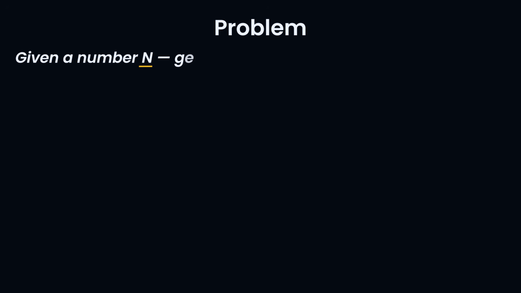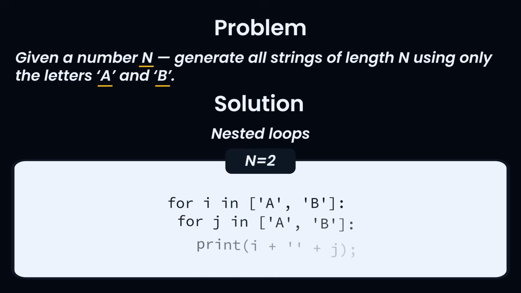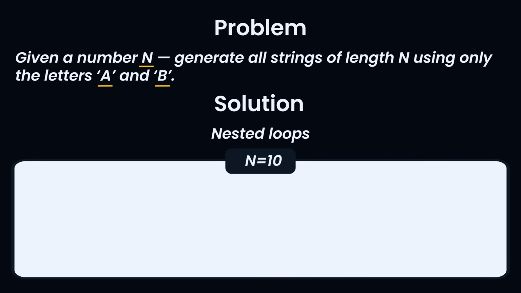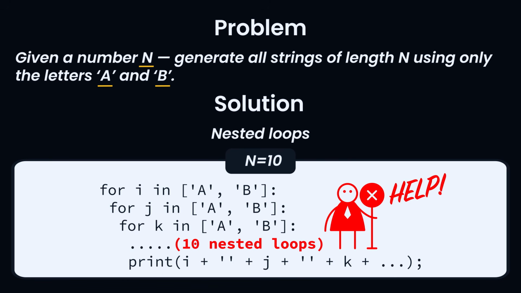Given a number n, generate all strings of length n using only the letters A and B. Your first instinct, nested loops. One loop per character. Makes sense for n equals 2, but what if n is 10? You'd have to write 10 nested loops. That's not a program, that's a cry for help. You can't hard code a different program for every n. There has to be a better way. And there is. Let's simplify.